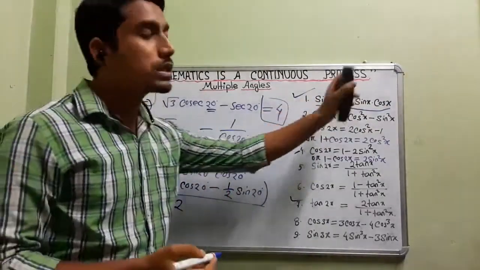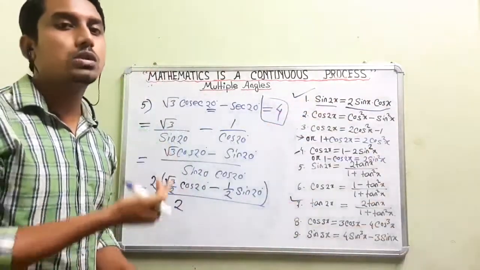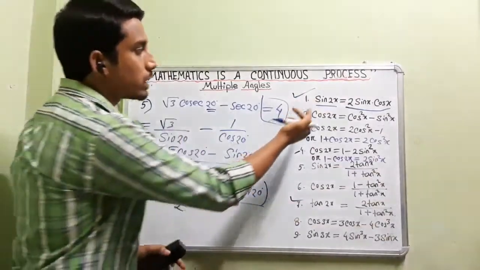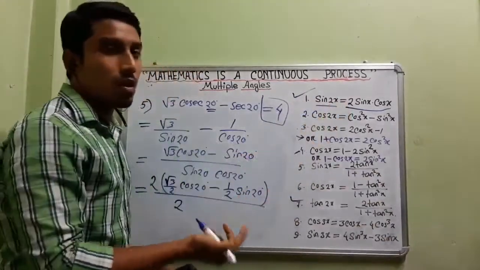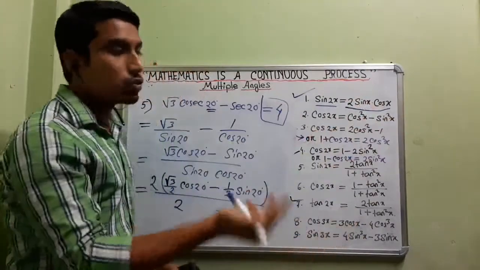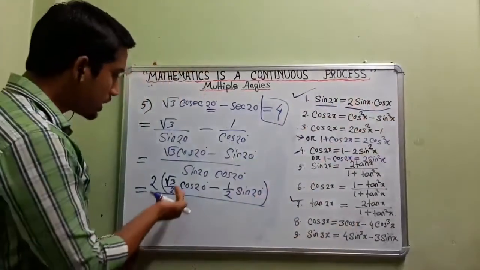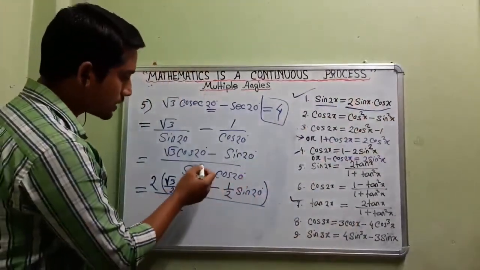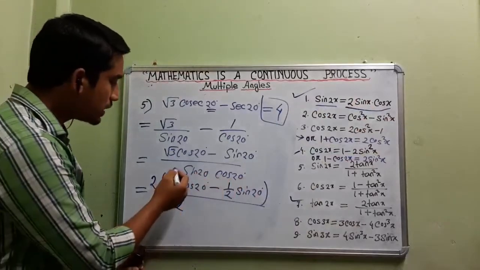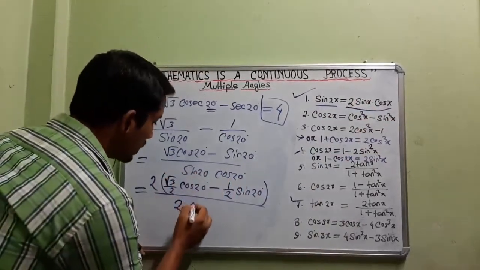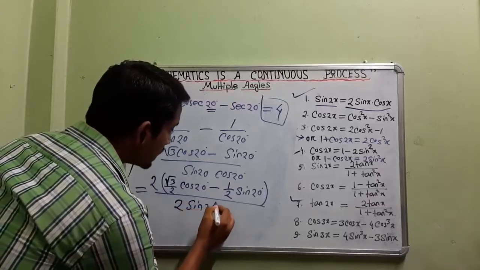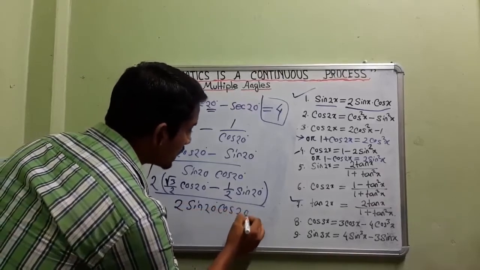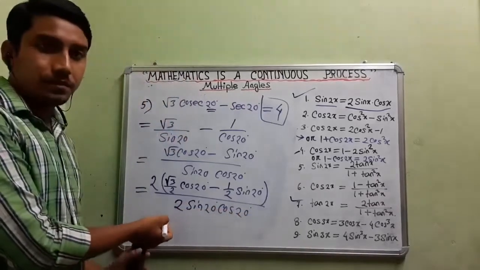Okay, sine theta into cos theta, we need 2 sine theta cos theta, so that we can write sine 2 theta, or 2 sine x cos x to write sine 2x. So here sine x cos x is there, because if I consider 20 as x, but we need 1/2 there, so I am writing 1/2.